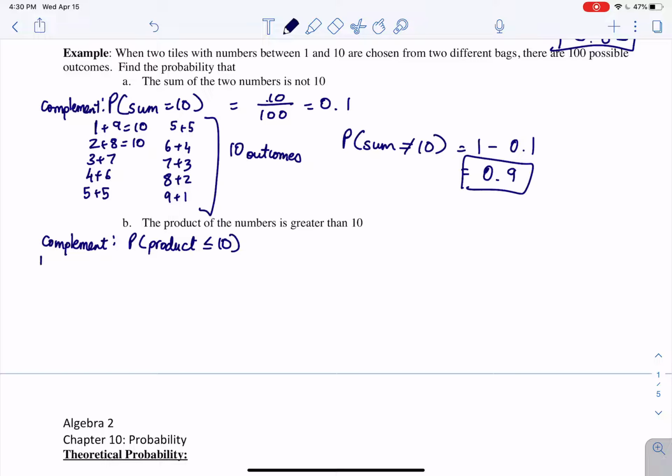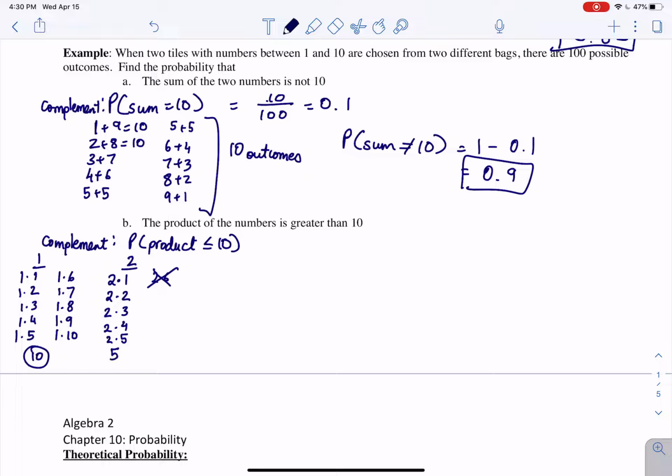If I pick a 1 from the first bag, then I can pick a 1, 2, 3, 4 from the second bag. I can pick any number from the second bag because multiplying it by 1 is always less than or equal to 10. So I get 10 different things if I choose a 1 from the first bag. If I pick a 2 from the first bag, then I can do up to 2 times 5, which gives me 10. 2 times 6 is 12, which is too big. So I get 5 different outcomes from picking 2.